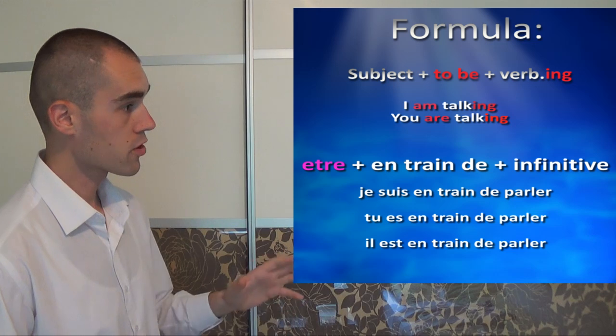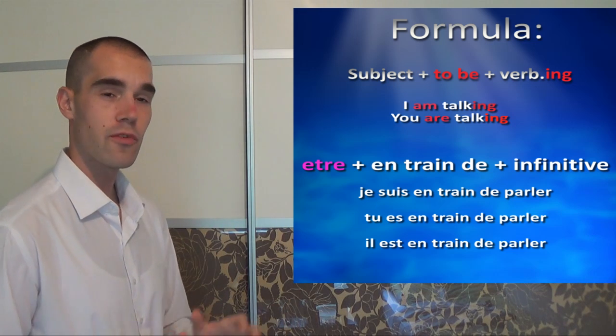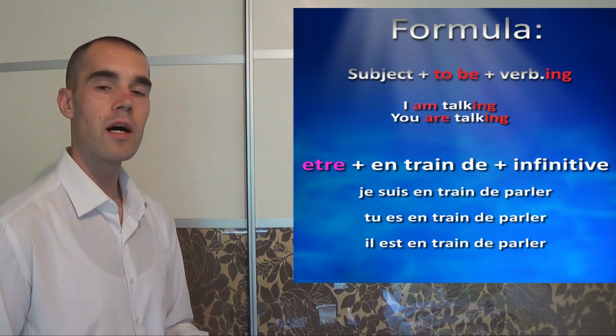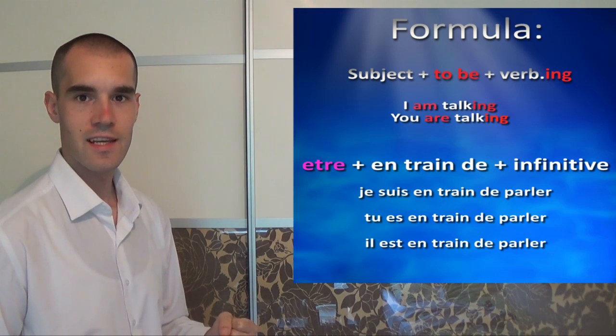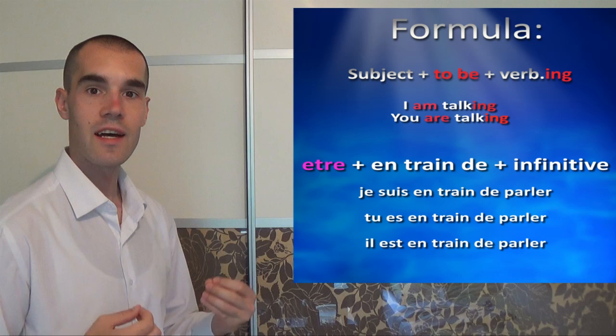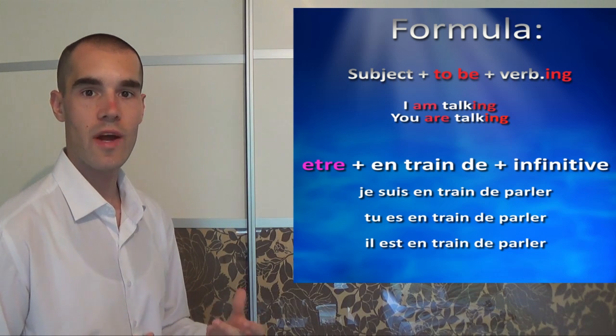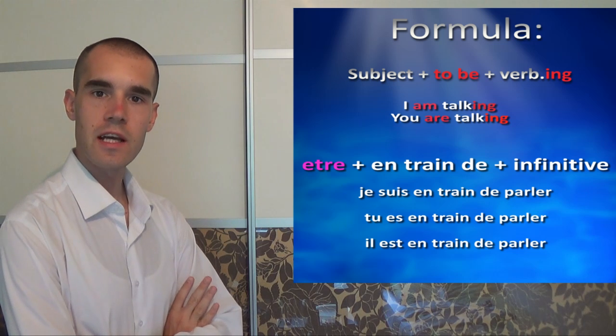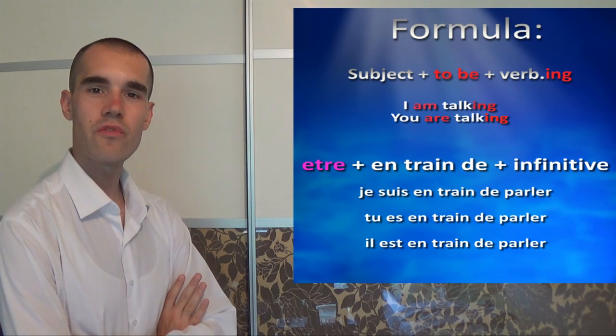So let's see how the French do it. The French, they don't have a present continuous in their language. They don't have a progressive present tense, a tense which expresses an action that is happening now, right at the moment. But they have their own way of expressing something that is happening now, but they use it very rarely.